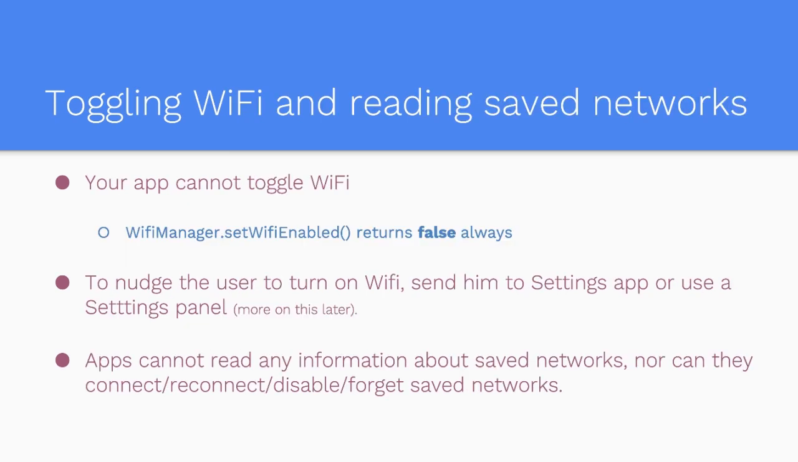One more change: your app can't programmatically turn Wi-Fi on and off. The WifiManager setWifiEnabled function always returns false because it does not work anymore. You can push the user to open the settings panel, and the user can choose to turn on Wi-Fi via that, but you can't programmatically turn the Wi-Fi of the device on or off. You only have to make the user do it.